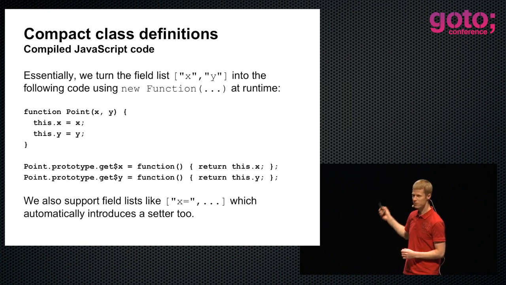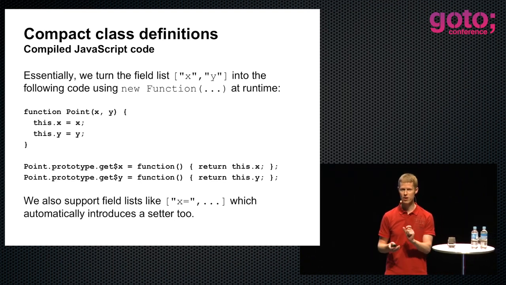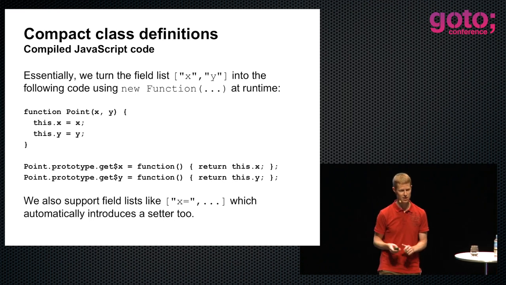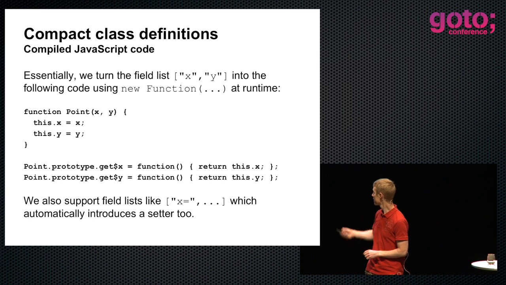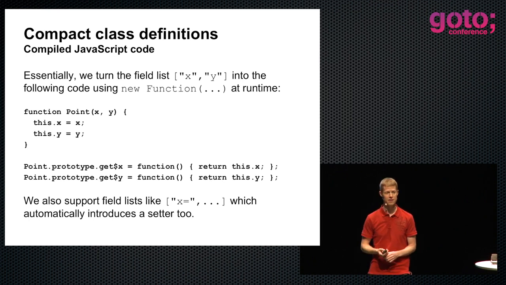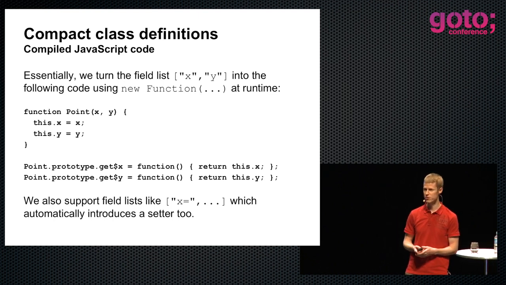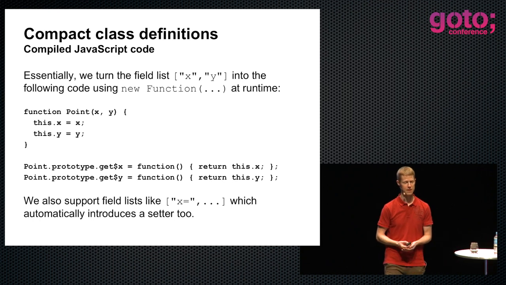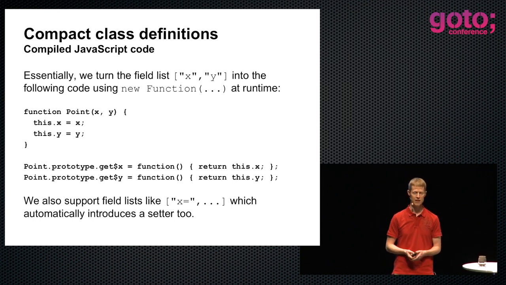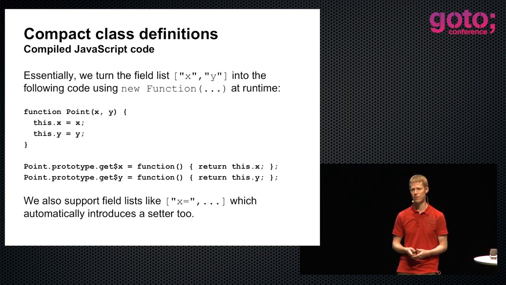We actually also allow you to have field lists that have slightly more advanced annotations. So you can have a question mark or an assignment thing in the field name, and that's just our way of figuring out if we need to introduce a setter or a getter or a combination of the two for those fields. So this is just a compact way of doing it. Nice thing is, if you look at the JavaScript output that we generate, it looks like we preserve the class structure pretty well.